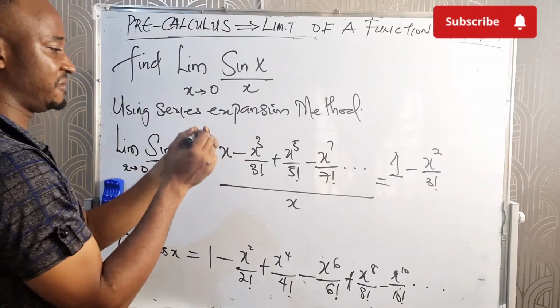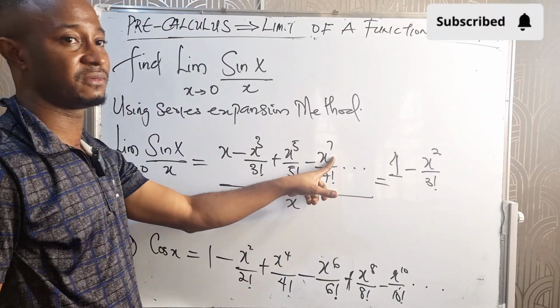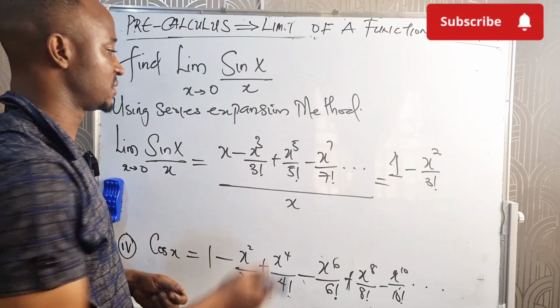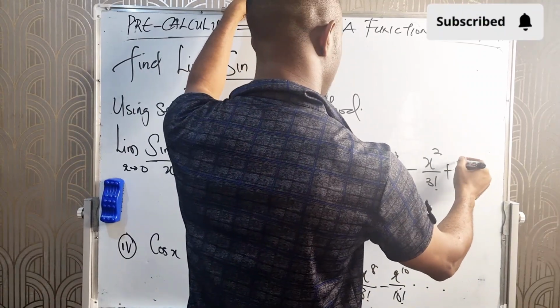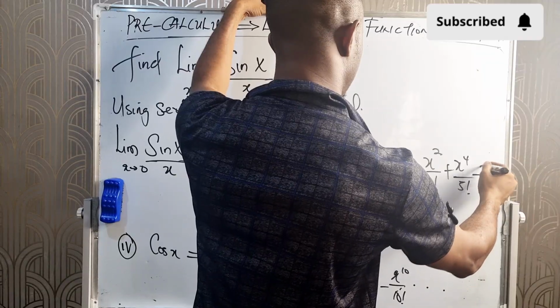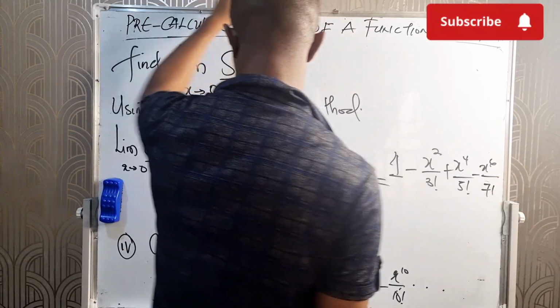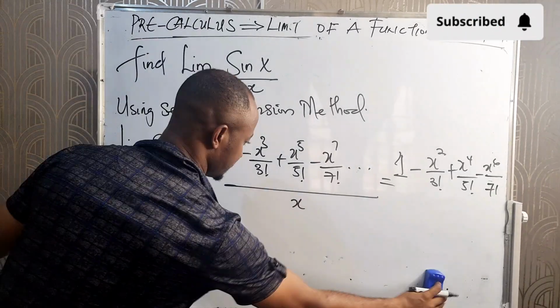But how does it affect them? It affects the power. The power here will be what? 4. Here will be what? 5. So here will be what? 6. So here will give us plus x to the power of 4 over what? 5 factorial, minus x to the power of 6 over what? Over 7 factorial.